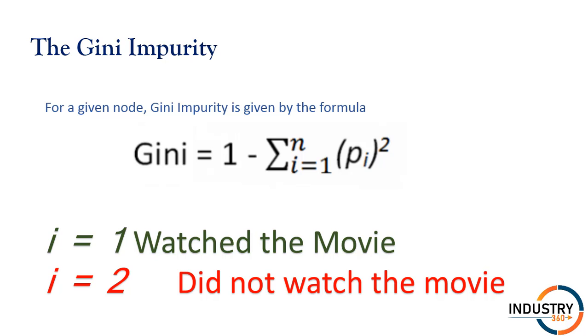Now recall that in our movie data we have two kinds of outcomes. One, watched the movie, and two, did not watch the movie. So we are going to need probability values for both of these. First, let us calculate the Gini impurity for splitting on money.